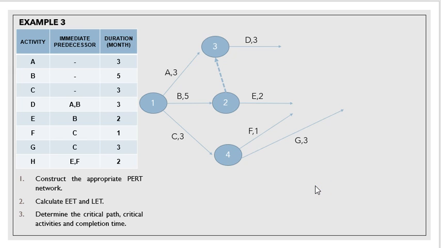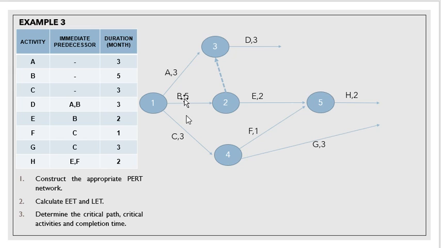Okay, and the last one, activity H, starts after activities E and F. H would be here after activities E and F. So we'll close the node here. We'll adjust the arrows for E and F, make a single node, and create an arrow for activity H here. We close the node for activities E and F by putting number 5.